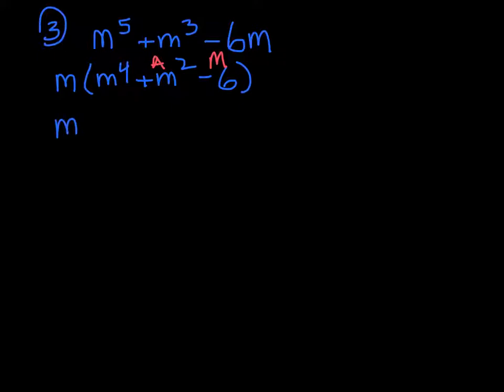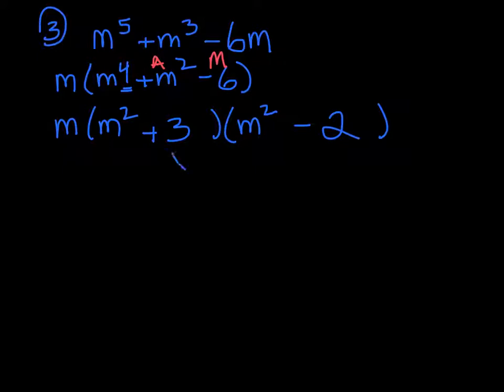So I'm going to bring down this m here. And because my highest power right here is a 4, I'm going to split my parentheses into m squared and m squared, because those two together, when I multiply them, is m to the 4th. Now, I need to figure out what multiplies to negative 6 and adds to a positive 1. So that would be a positive 3 and a negative 2. And if we look, these two numbers here, they do add to positive 1 rather, and they multiply to negative 6. And if we look, that is choice 4.